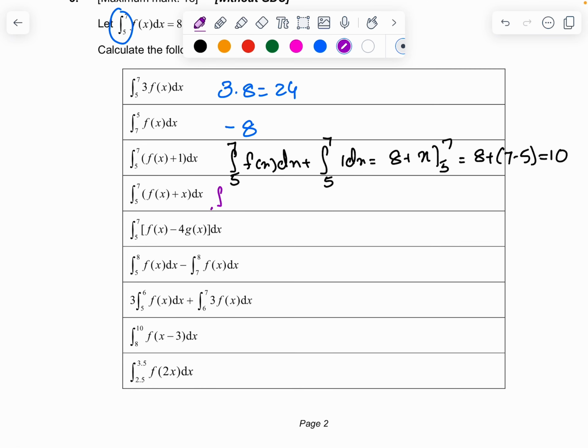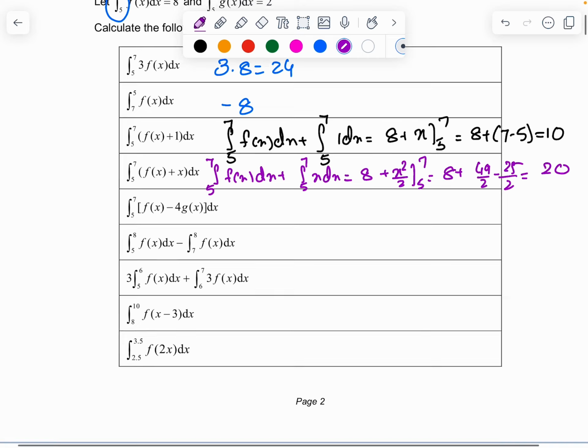Integral from 5 to 7 of f of x dx plus integral 5 to 7 x dx. 5 to 7 is 8. The integral of x is x squared by 2 from 5 to 7. So 8 plus, 7 squared is 49, 49 upon 2 minus 25 upon 2. When I simplify it, 24 upon 2 is 12, and the final answer is 20.